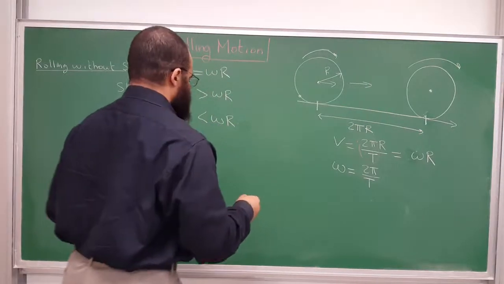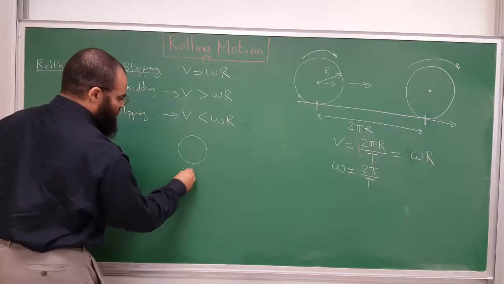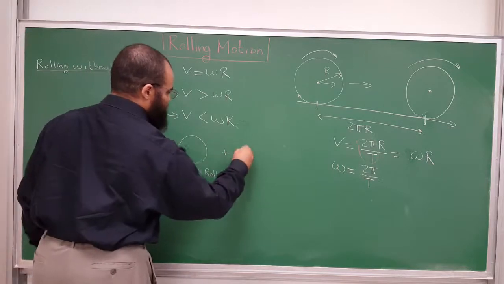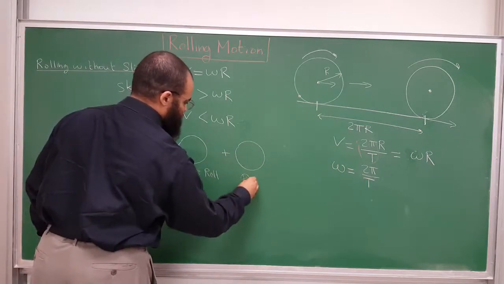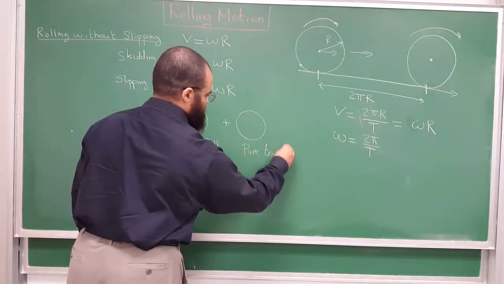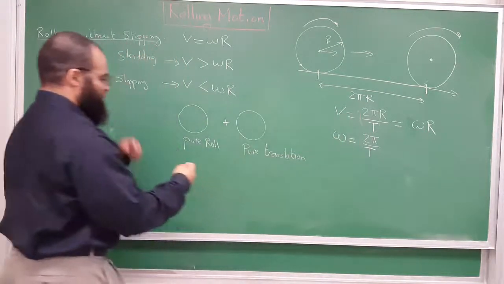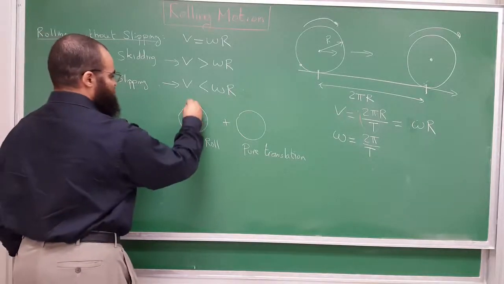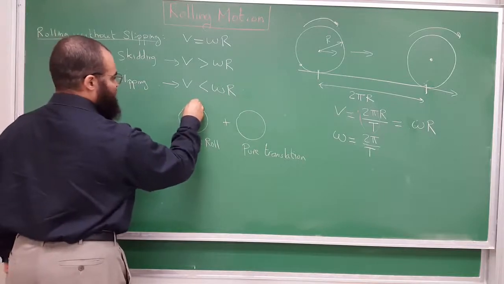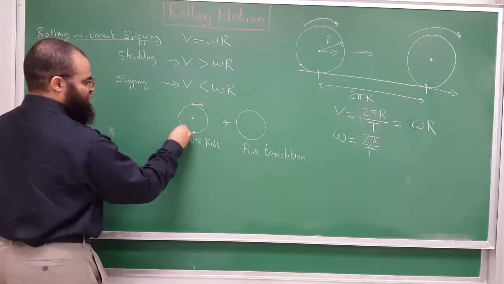The center of mass is moving at a speed V, but this point is moving to the right while turning. So rolling without slipping is really a combination of two things: a pure roll plus pure translation. Translation just means you move from one place to another, and in a pure roll, you just spin about the axis. So this point here will be moving at speed V, and because you're spinning like this, this point will be moving back with speed V.